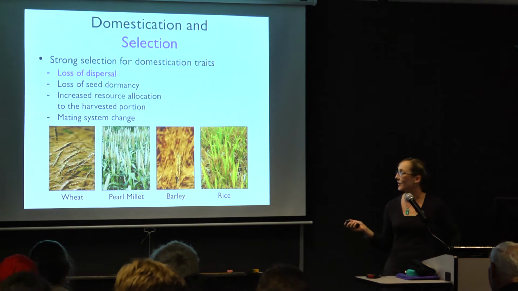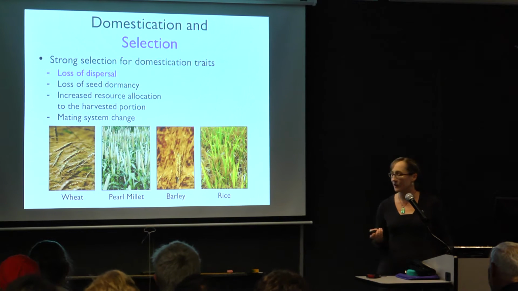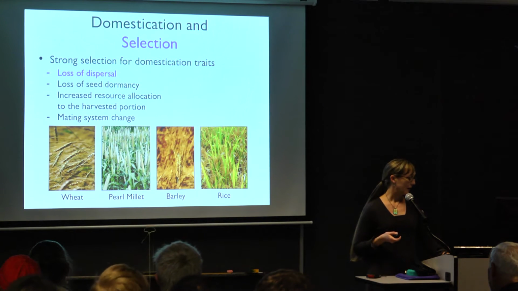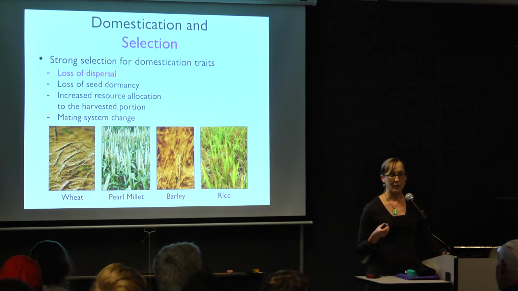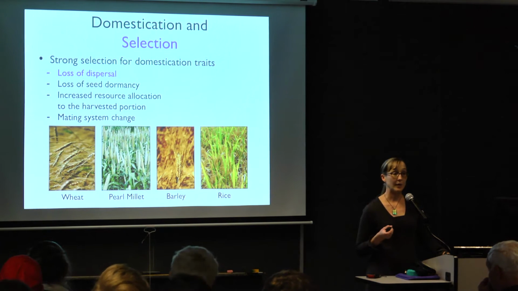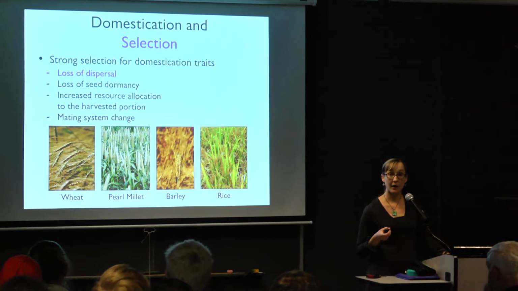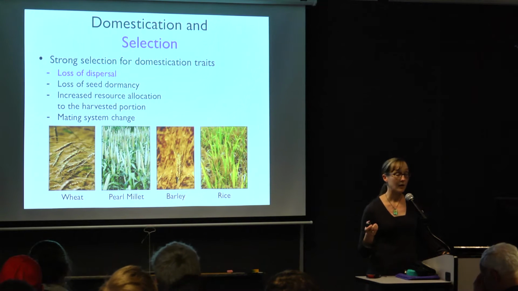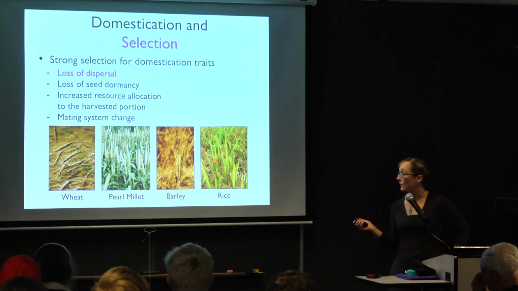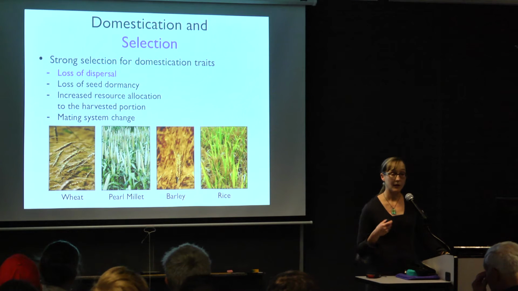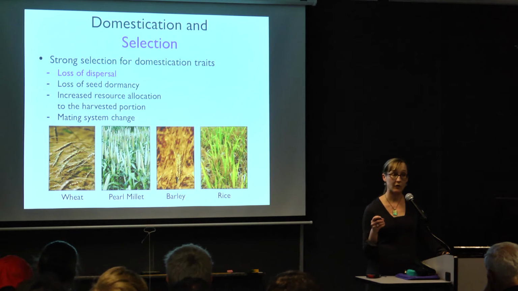But we've seen this trait evolve again and again, non-shattering or loss of dispersal. And just interestingly, from a genetic standpoint, it's cool to think about the genes underlying these repeated evolutionary transitions. For a while, people were looking at the genes underlying shattering, and they found that in most species, it was a unique locus in each domestication event.